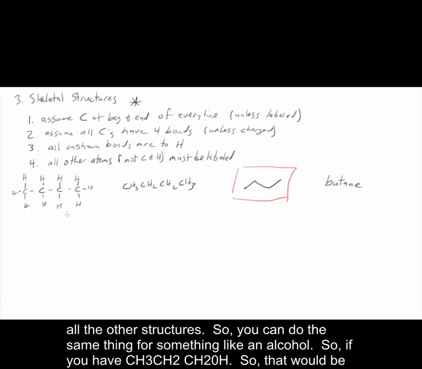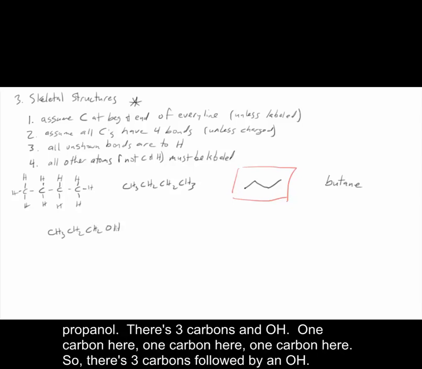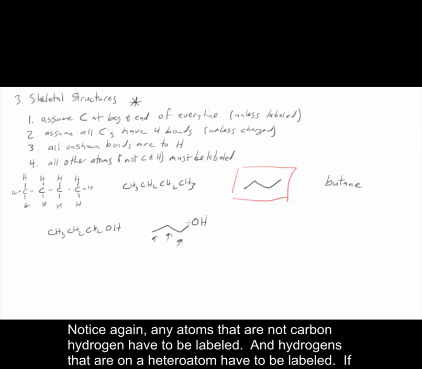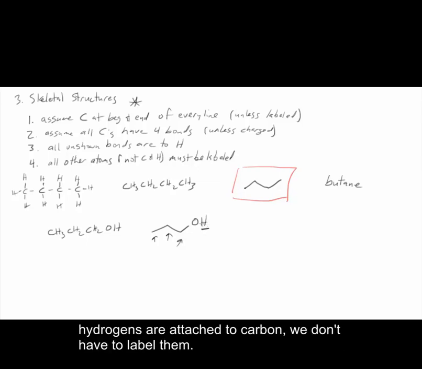So you can do the same thing for something like an alcohol. So if you have CH3, CH2, CH2OH, so that would be propanol. There's 3 carbons and an OH. 1 carbon here, 1 carbon here, 1 carbon here. So there's 3 carbons followed by an OH. Notice again, any atoms that are not carbon and hydrogen have to be labeled. And hydrogens that are on a heteroatom have to be labeled. If hydrogens are attached to carbon, we don't have to label them.